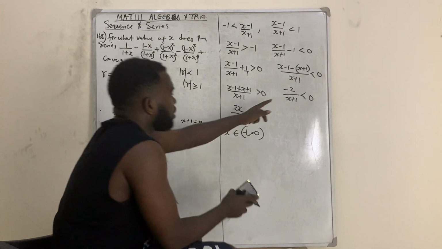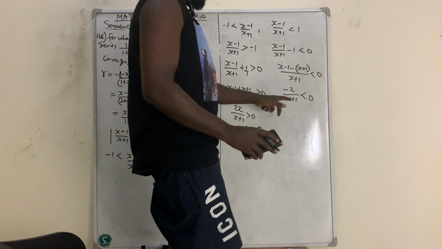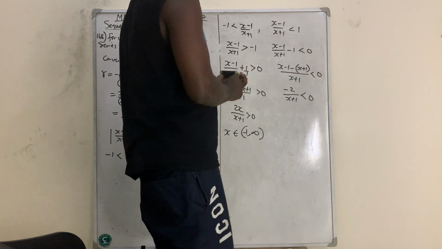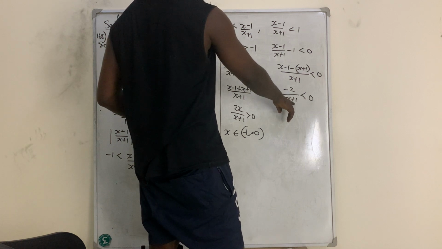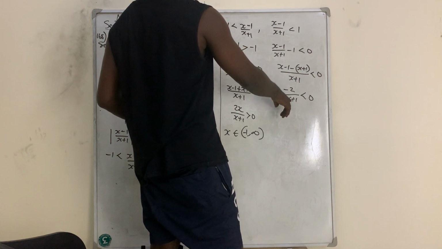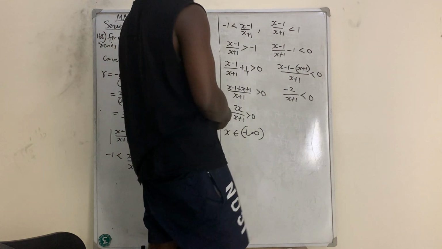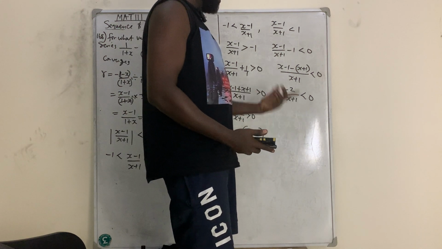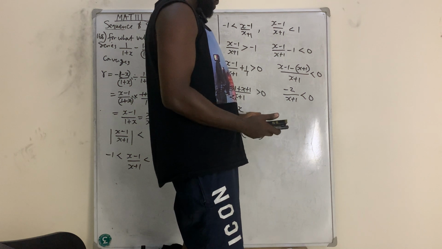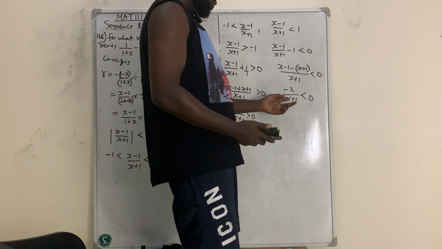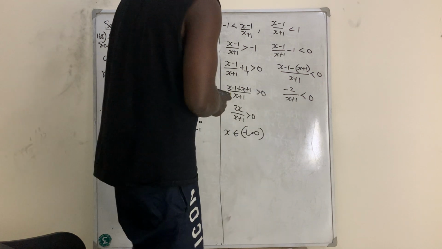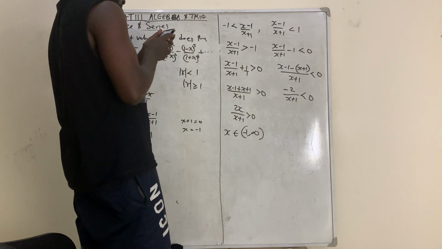Okay, so now coming to this place, for what value of x will you put here that will make this thing a negative number? First of all, the critical point here is still minus 1. But we cannot use minus 1 because minus 1 will make this thing undefined. But anything greater than minus 1 will still make this thing negative. Even if you put 2, it will still make it negative. So x is an element of minus 1 comma infinity.